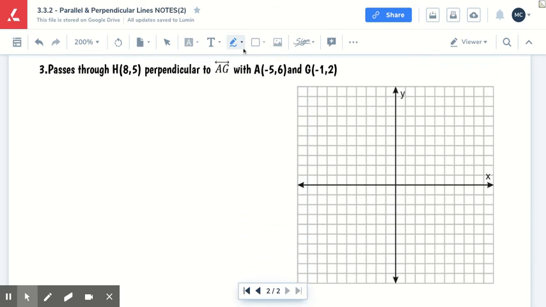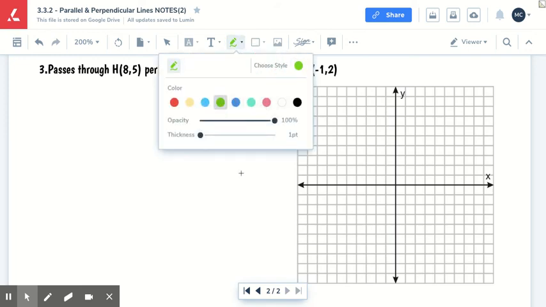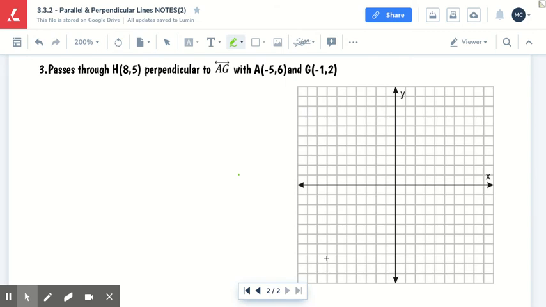All right, our third guided practice problem here. This one says it's going to pass through the point 8, 5. So I'm going to go ahead and put that because that's a point on my graph. So I'm going to plot 8, 5. So from the origin to the right 8, 1, 2, 3, 4, 5, 6, 7, 8, and up 5, 1, 2, 3, 4, 5. Here we go. So this is my point H.